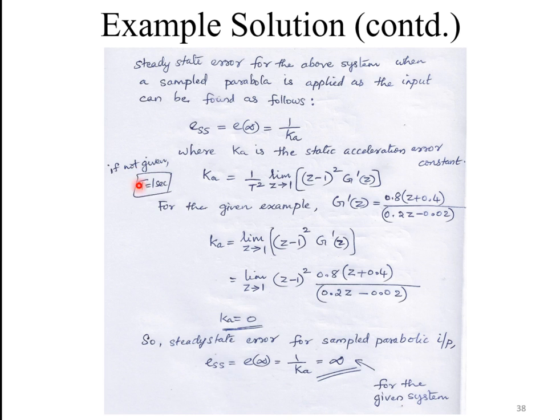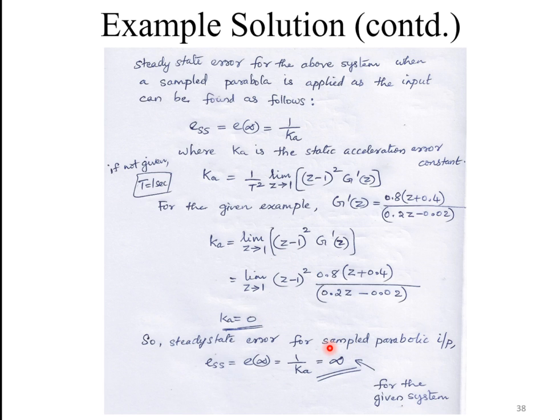T is given in the question as 1 second, so T square will be 1, and limit z tends to 1, (z minus 1) the whole square into G'(z). Replace G'(z) by the value that we have already obtained for the example: limit z tends to 1, (z minus 1) the whole square into 0.8 (z plus 0.4) by (0.2 z minus 0.02). Here z is equal to 1 means 1 minus 1, 0 square. So again Ka is going to be equal to 0.